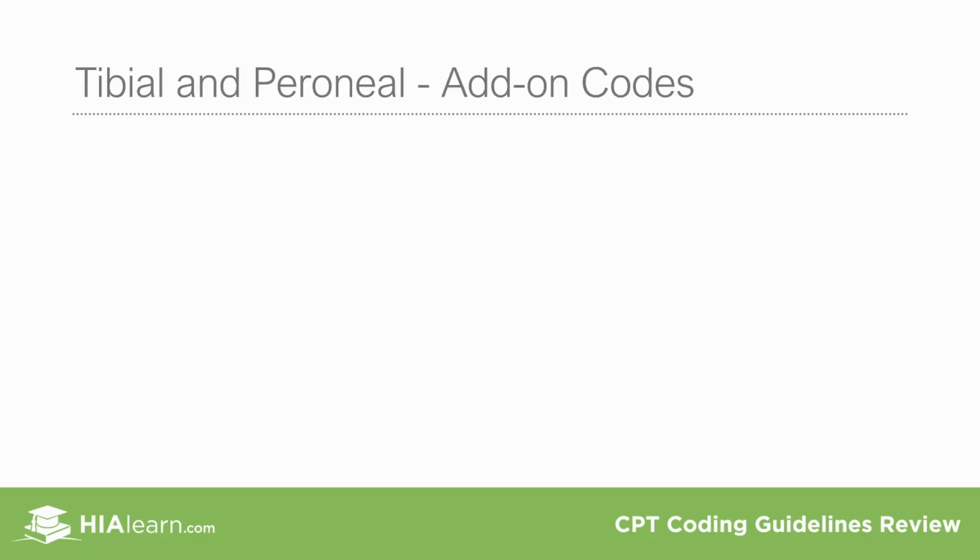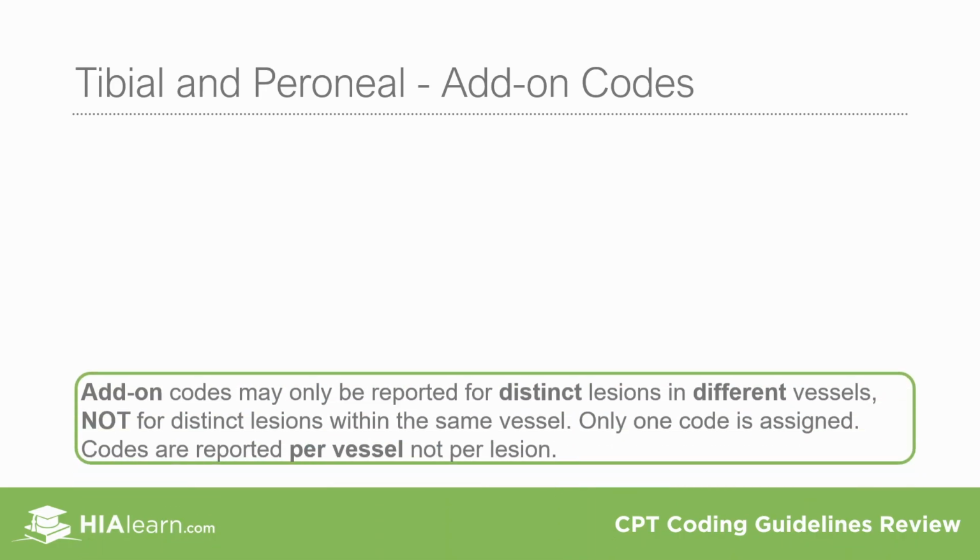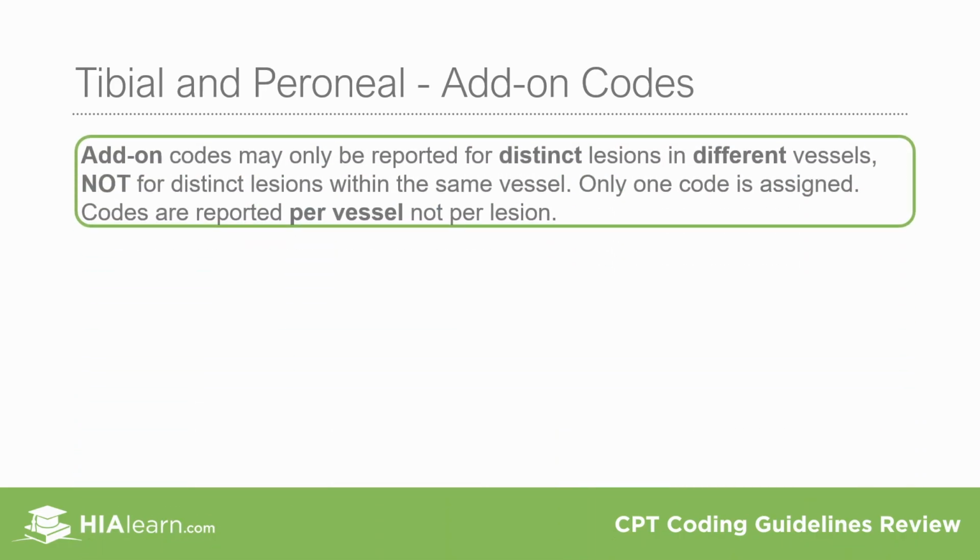Guidelines related to the assignment of add-on codes for the tibial and peroneal vascular territory include: add-on codes may only be reported for a distinct lesion in a different vessel, not for distinct lesions within the same vessel. If more than one distinct lesion is treated in a single vessel, only one code is assigned, because codes are reported per vessel, not per lesion.